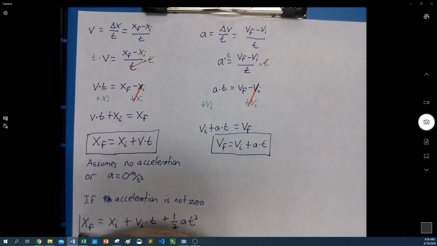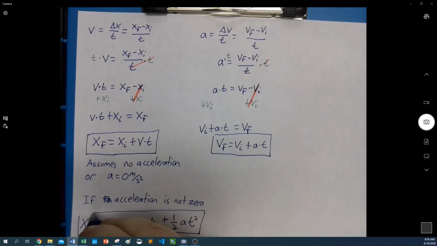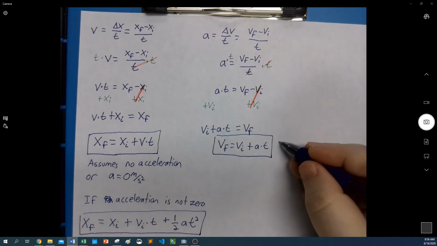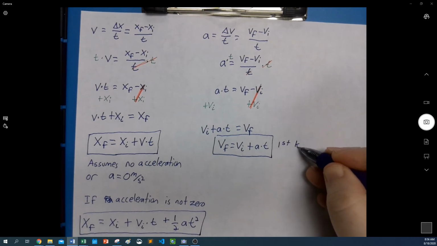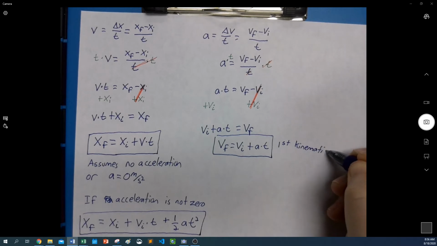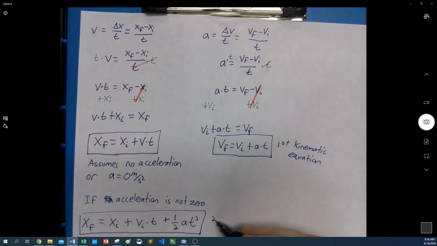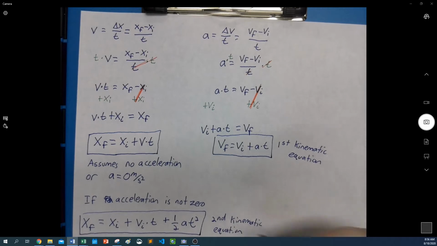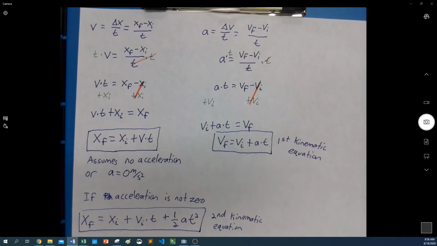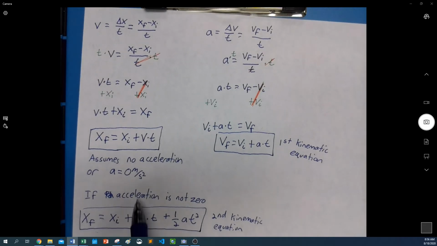So this is another equation. This is generally our first kinematic equation. And this is our second kinematic equation. You can see that if a is 0, if you were to plug a equals 0, this term disappears. So if I plug in a equals 0, we're left with this. This portion is just that.